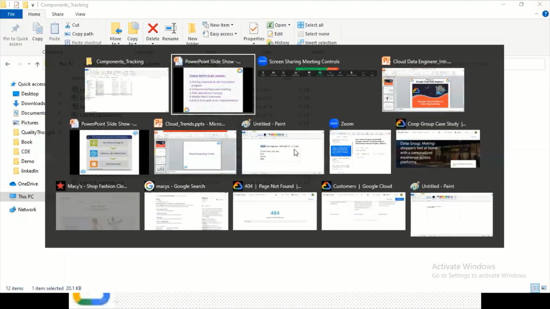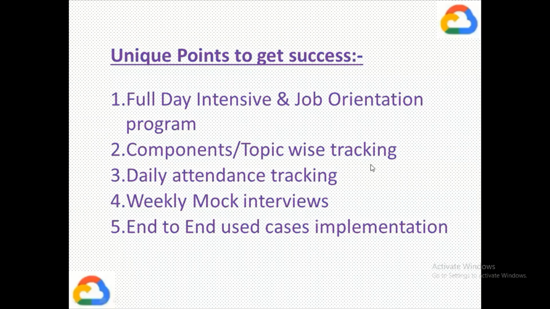So I do component and topic wise tracking, and the daily attendance tracking will also be there. Okay, if you are not coming continuously for 3 days, then you have to be responsible for why you are not coming in the last 3 days, or else my team will call you. Okay, guys, we'll track the attendance every day.